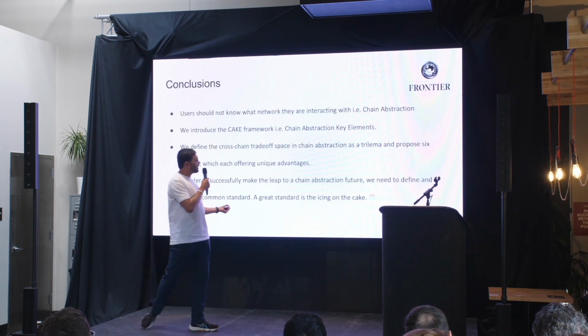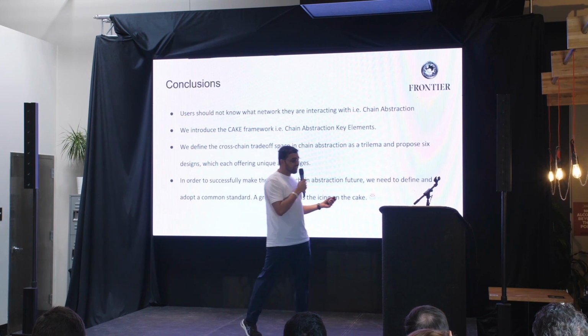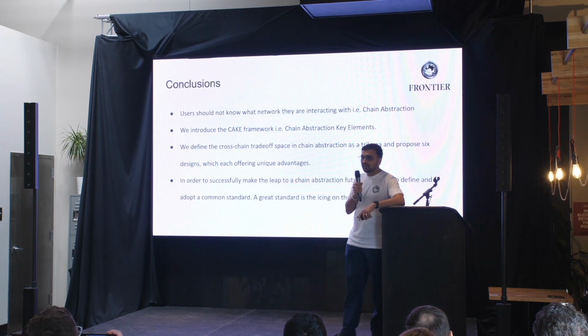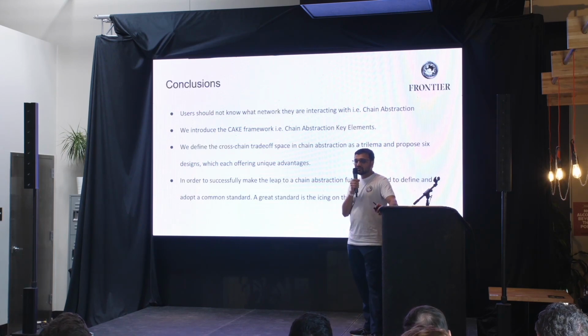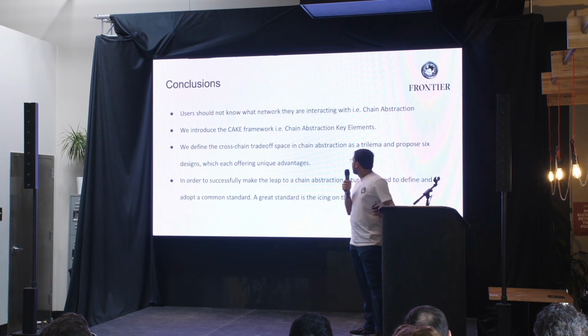To just recap, I think chain abstraction is the ideology that users should not care what network they are on. Users caring what network they are on in Web3 is very similar to users in the internet era caring what cloud providers they are on, like AWS or GCP. They don't care about that.